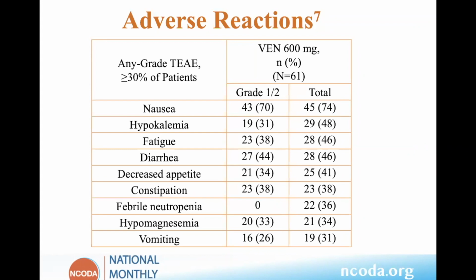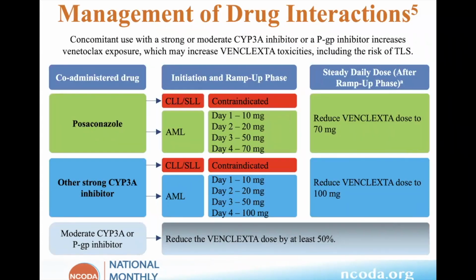So the management of drug interactions is important. If you look at the red, those are the CLL/SLL. The CYP3A inhibitors are actually contraindicated if patients have a CLL or SLL diagnosis. So we put that in, even though that's not the topic of our talk today. In AML, you actually can use these CYP3A inhibitors. You just have to dose reduce. So it's important to understand that this is a different indication than treating CLL. In CLL, these CYP3A inhibitors are contraindicated, and we would not use them with Venclexta. If the patient has a moderate CYP3A or P-gp inhibitor, you can reduce the Venclexta dose by 50%.